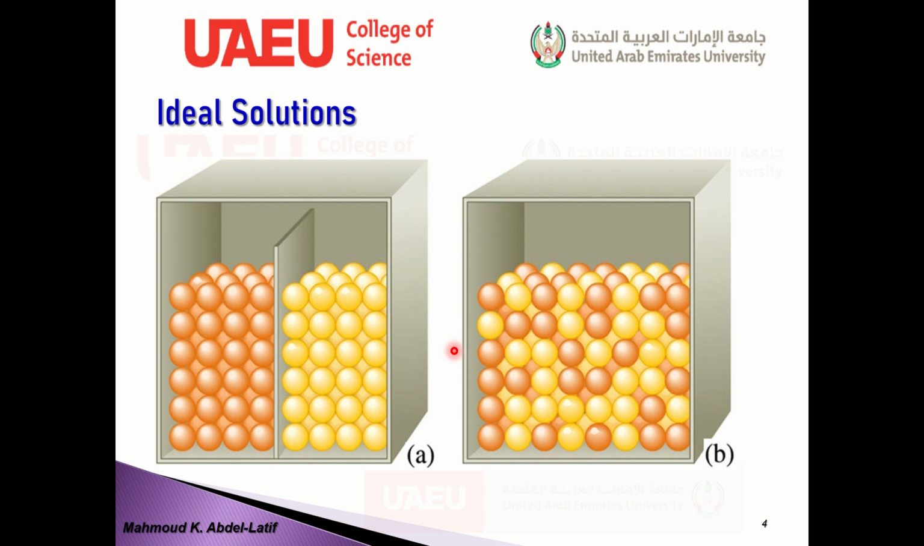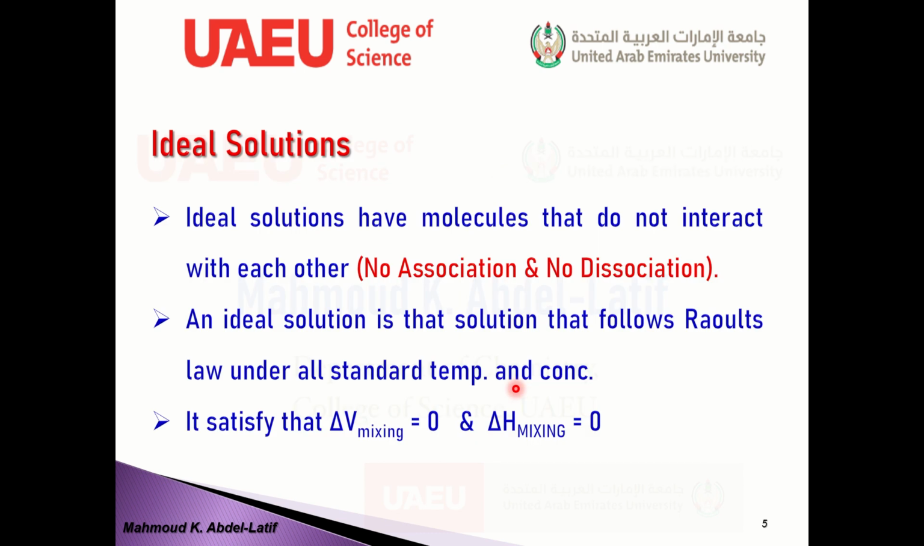For the ideal one, first of all, a solution is a mixture of more than one component, and we end up with a clear solution, one layer, so to say. If you mix substance A with this one, it will be rearranged in a certain way. For example, you will find the volume will be additive and the change of the volume will be 0. An ideal solution has molecules that do not interact with each other.